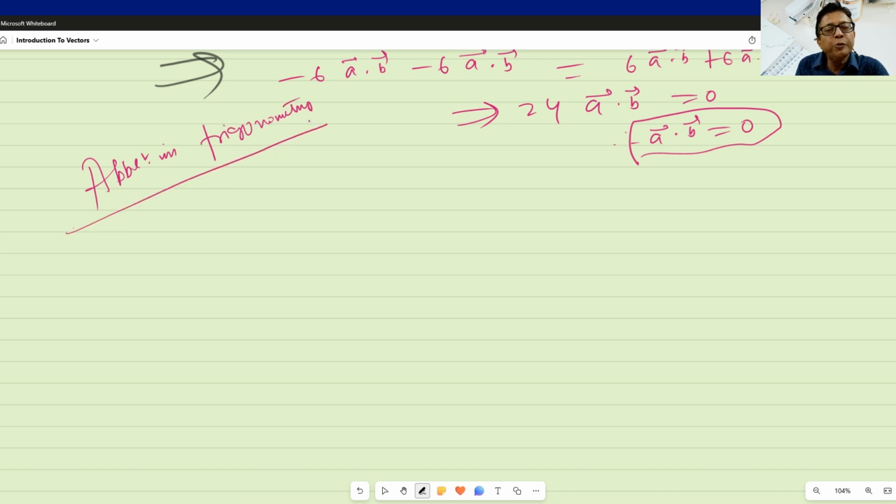Which is very useful, that I have to tell you first. In a triangle ABC, we can prove the projection formula. What is that?